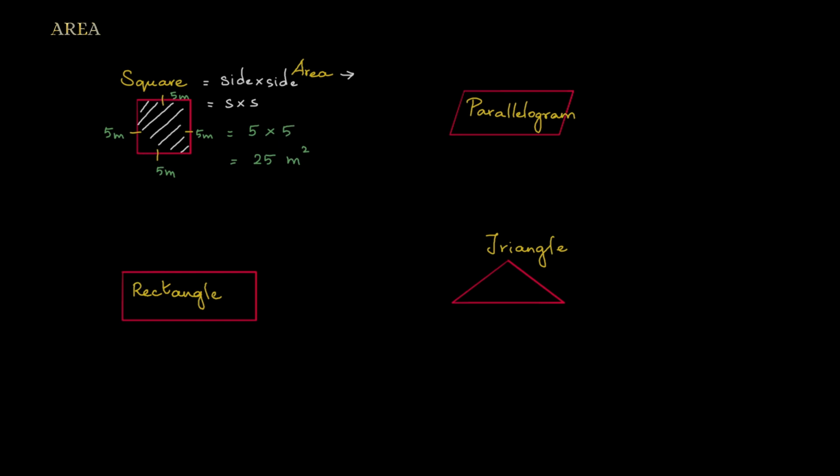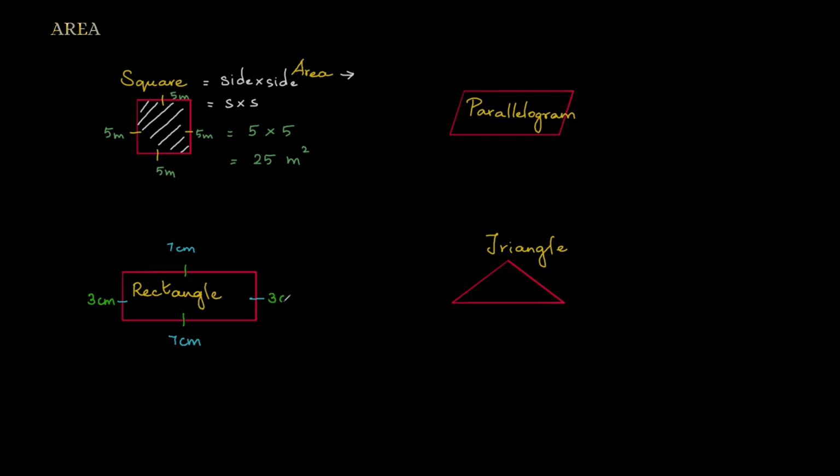Now, coming to rectangle. The property of a rectangle is opposite sides are equal. So, these two sides are equal and here these two sides are equal. Now, let me take this as 7 centimeter. So, if this side is 7 centimeter, the opposite side is also 7 centimeter. Here, if this side is like around 3 centimeter, this is going to be also 3 centimeter.